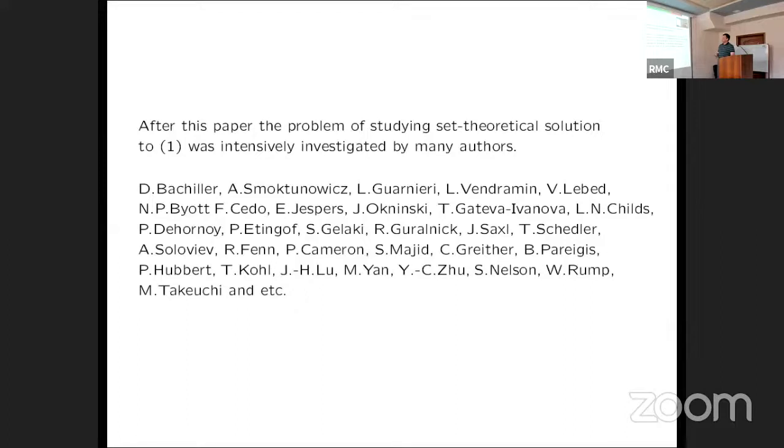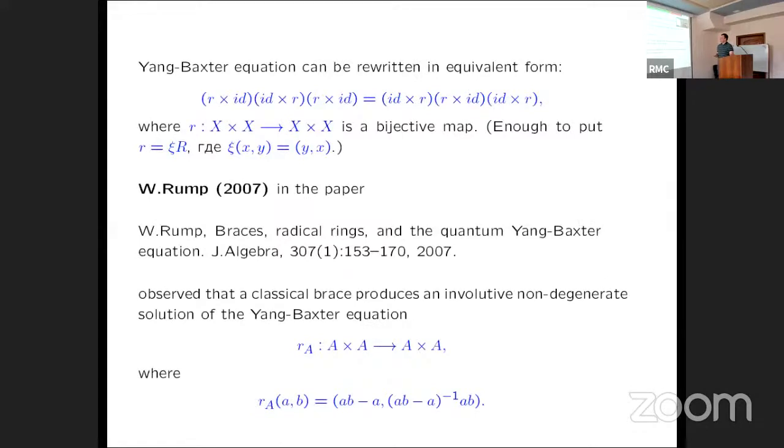And after this paper, the problem of set-theoretical solutions was investigated by mathematicians. Some of them insist on this. If you rewrite the Yang-Baxter equation in the next form, as a relation in the braid group, then Rump observes that a classical brace produces an involutive non-degenerate solution of the Yang-Baxter equation, which is of the next form, this formula.